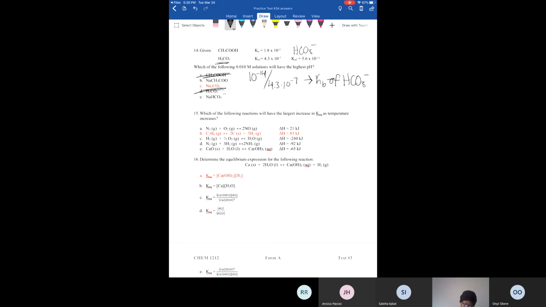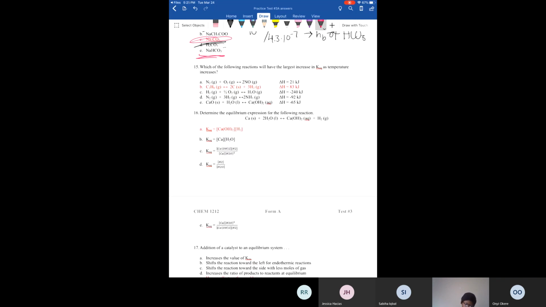So you can use this to get your Kb for CO3 2 minus. And this one, because the Ka is the smallest here, your Kb will be the largest. And if you have a larger Kb, that means it's going to be more basic. I hope that makes sense as to why it's not E. Not E, C. C. Right answer. Okay.